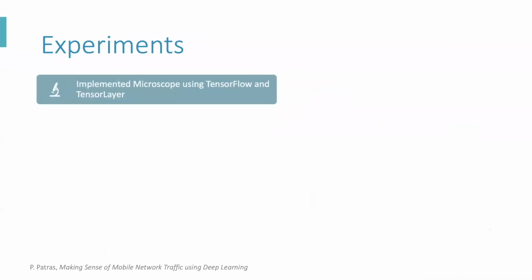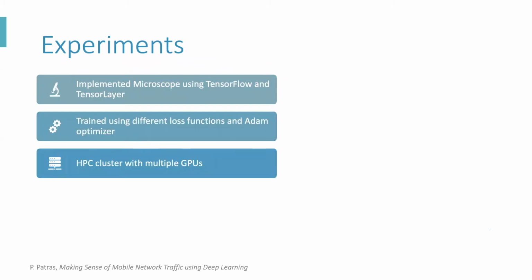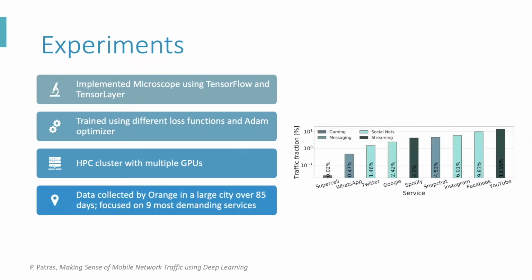So what did we do to test this? We implemented this in Python using TensorFlow and TensorLayer. Then we trained the 3D deformable CNN alongside other models using different loss functions and the Adam optimizer. For that, we used a high performance compute cluster with multiple GPUs. We had a data set that was collected by Orange in a large city over approximately 90 days. There were approximately 30 services in that data set. We focused on the heavy hitters, the 9 most demanding services, which you see here on the right-hand side. There's no surprise, video and social media applications dominate traffic consumption.